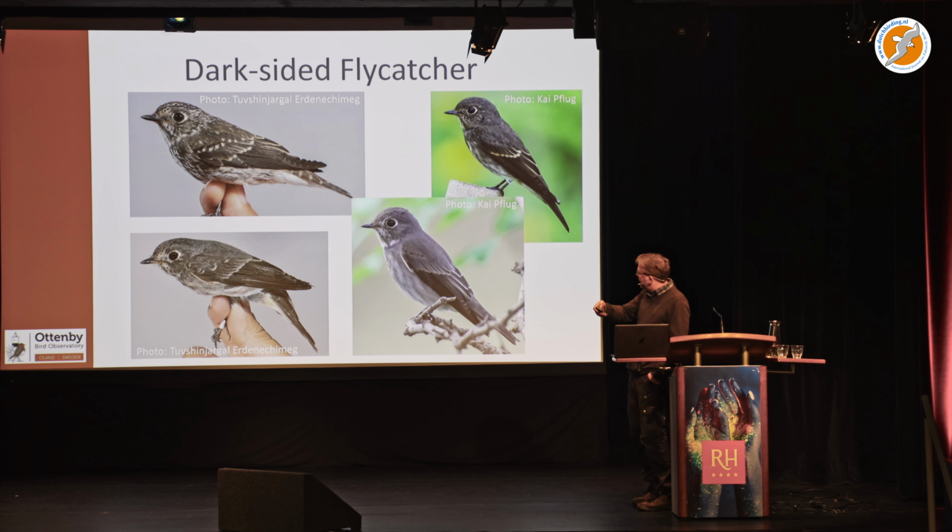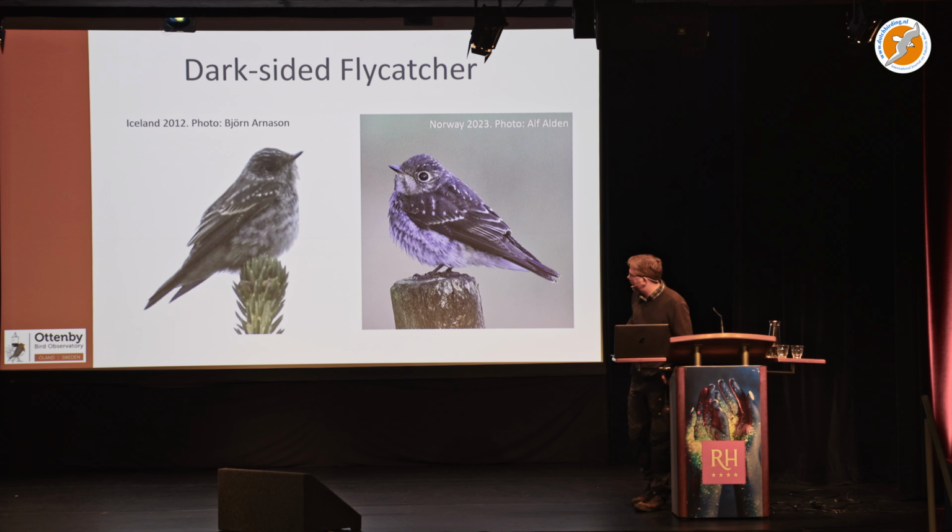Okay, but if we then take a look at the European records, the first two records of dark-sided flycatcher were a bird from Iceland in 2012 and a bird from Norway in 2023. And both of them are very easily identified as juvenile birds. It's rather obvious. You see, they are both heavily spotted, both above and below, and they still have juvenile median coverts and greater coverts like this. So the first two records look like this. By the end of my presentation, I will come back to the Dutch bird, and we can take a closer look at that one together.